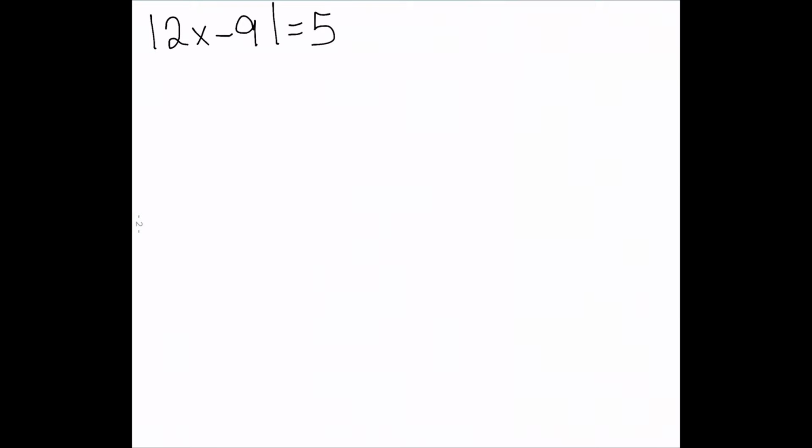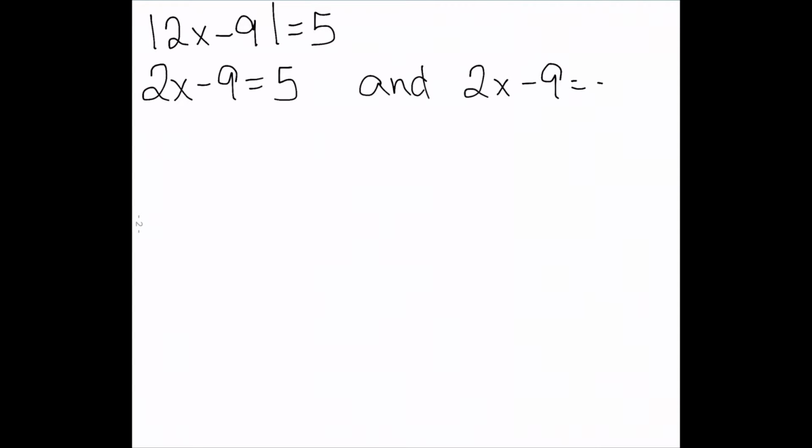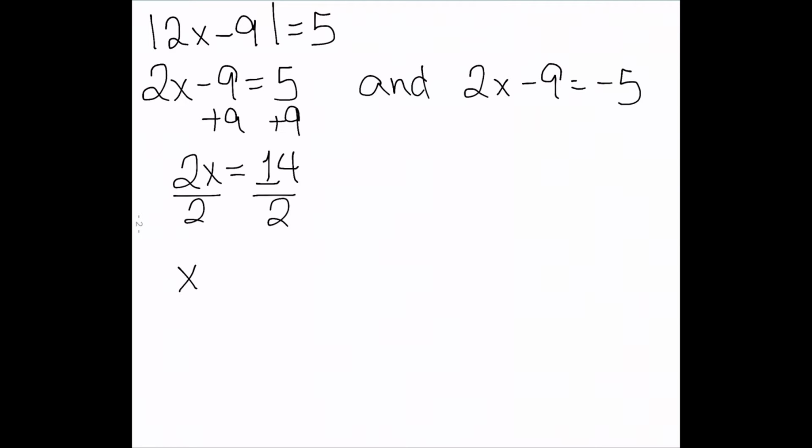Absolute value of 2x minus 9 equal to 5. So the rule says that means 2x minus 9 is equal to 5, and 2x minus 9 is equal to negative 5. And now we can take these piece by piece. Add 9 to both sides. On the left I get 2x, on the right I get 14. And then divide by 2. 14 divided by 2 is 7.